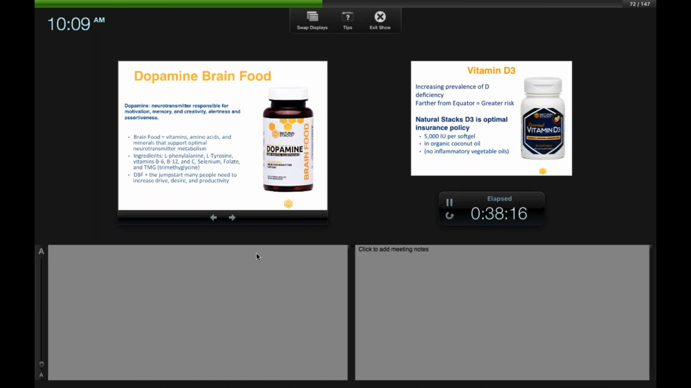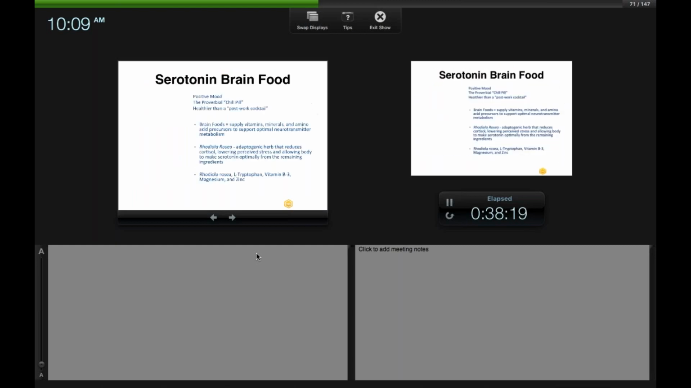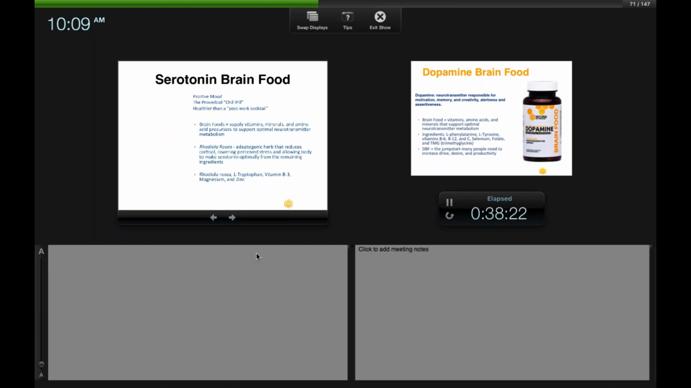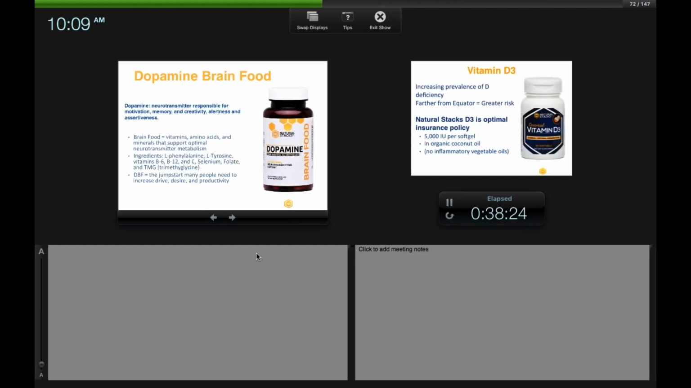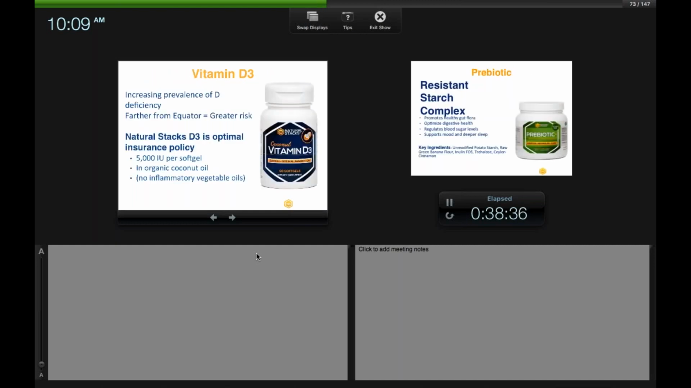I only need this about once per week, and I'm fine. Serotonin, I don't do as well on the serotonin brain food because when I tested my neurotransmitters, my serotonin was already really high. So I don't need it. My dopamine is kind of on the mid-range level. So once a week, I'm fine.